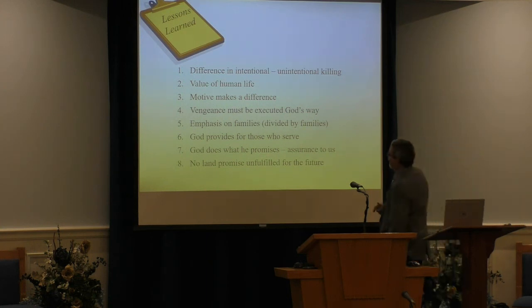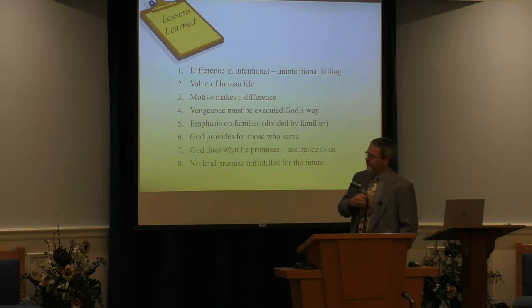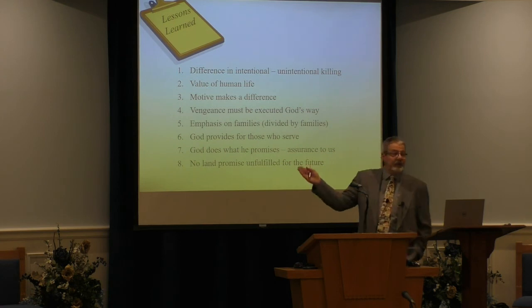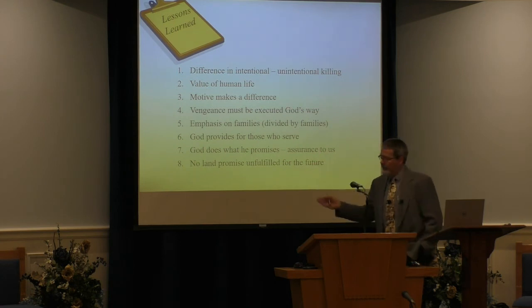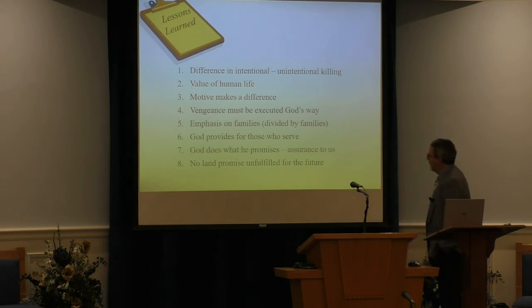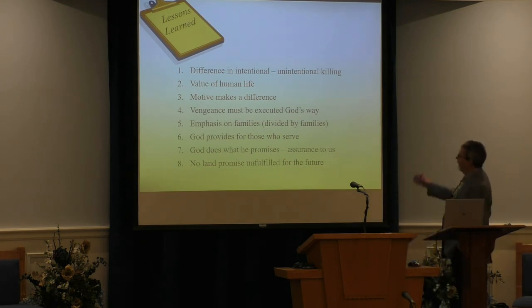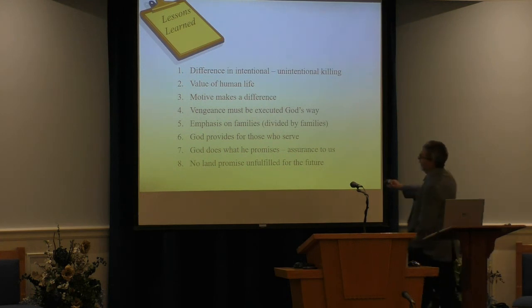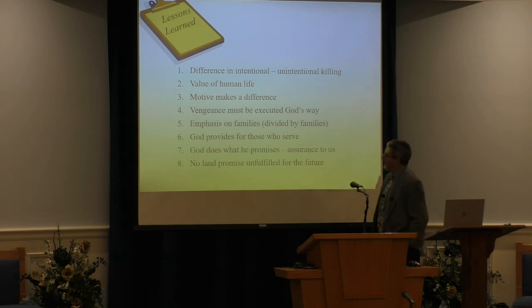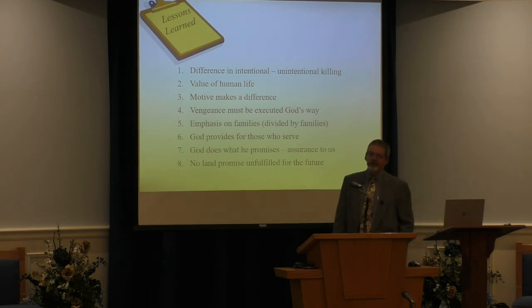I see emphasis on the family because it was divided by families in the Levitical cities. It was by families, so those of Kohath get these cities, and those of Gershon get these cities, and those of Merari get these cities. Number six, God provides for those who serve. Chapter 21, the Levites. We see that in 1 Corinthians 9, even today. And then God does what he promises. That gives assurance to us, and there's no land promise yet to be fulfilled.